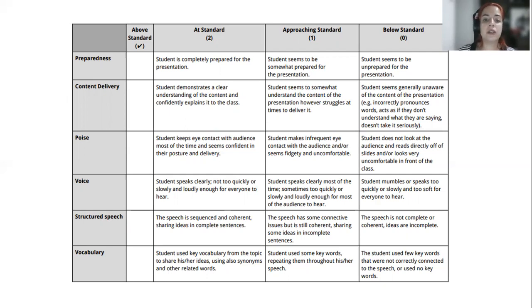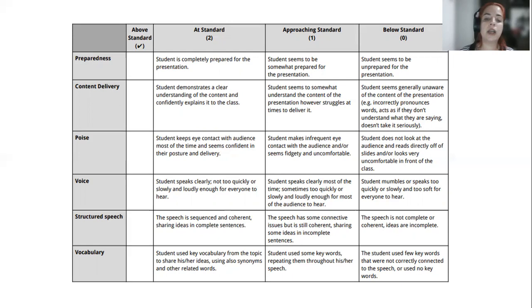Voice: the student keeps eye contact with the audience most of the time and seems confident in posture and delivery. So again, we could say just eye contact and body language. The voice, of course, has to be clear. The tone of voice has to change depending on what the speaker is saying. The speech must be structured. Also, it has to be in complete sentences. It must be coherent so the audience and the teacher can understand what the speaker is saying.